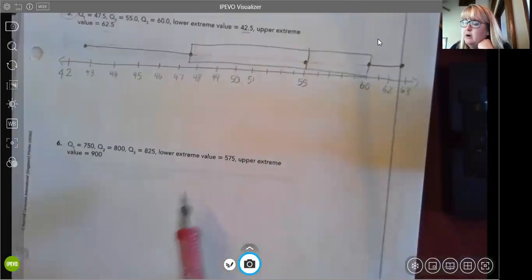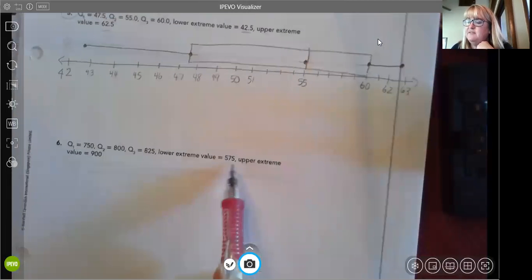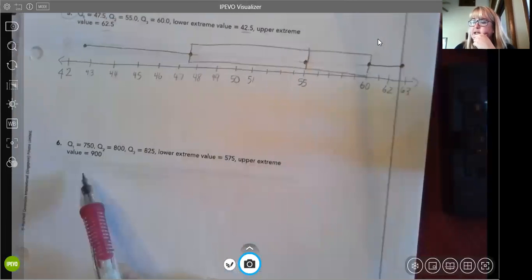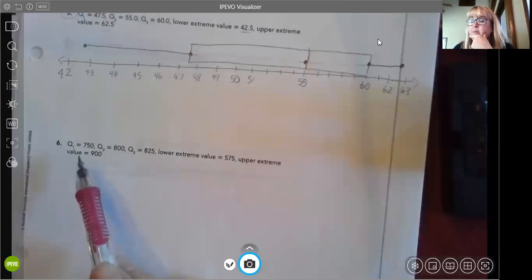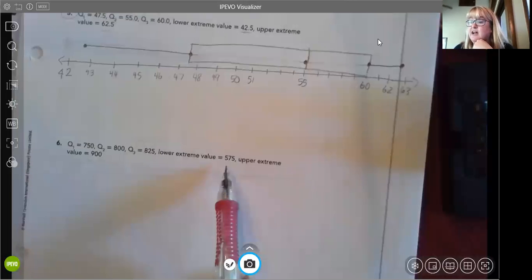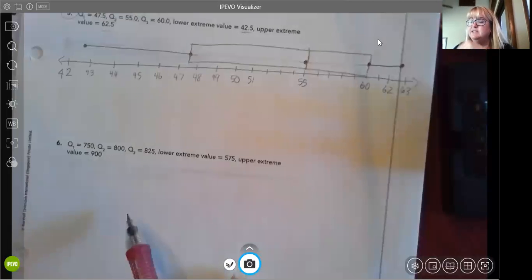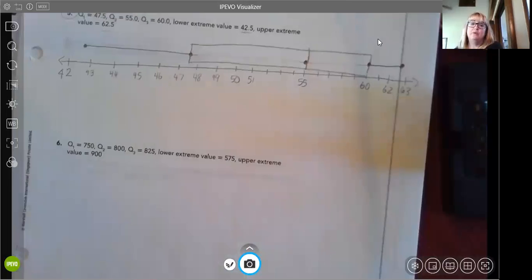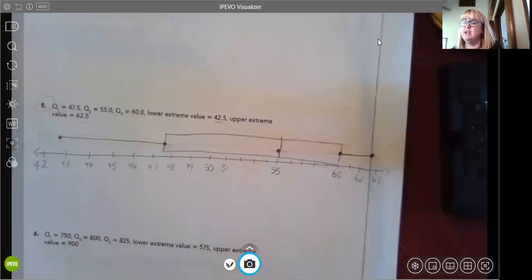Let's look at this one at number 6. What should we count by there? Our lower extreme was 575 to 900. We could count by 25s: 575, 600, 625, 650, 675, 700. Maybe count by 25s, maybe by 50s. You figure out what you want to count by and just do the best you can with that.